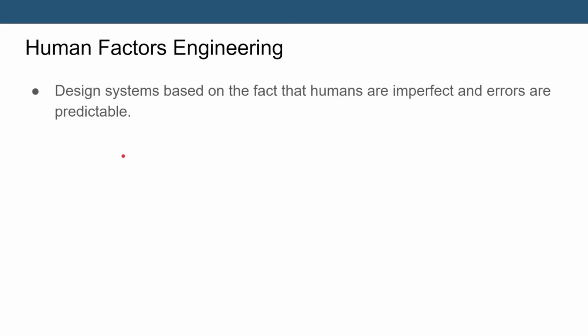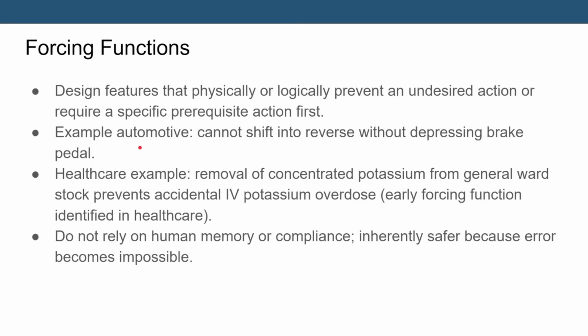Human factors engineering. This is basically you design systems based on the fact that humans are imperfect and errors are predictable. Errors are going to be inevitable, so they will occur. There's no system where errors don't occur, they always occur. So forcing functions is high yield. Its design features that physically or logically prevent an undesired action or require specific prerequisite action first.